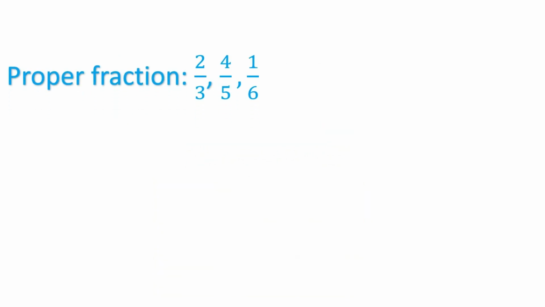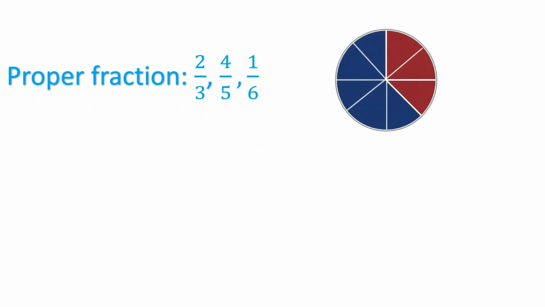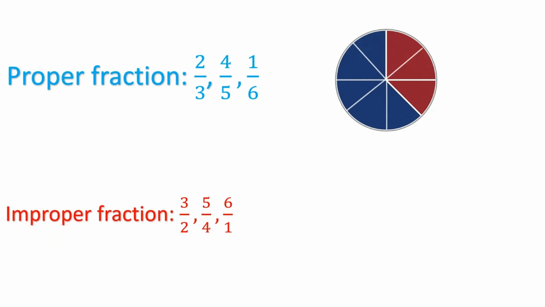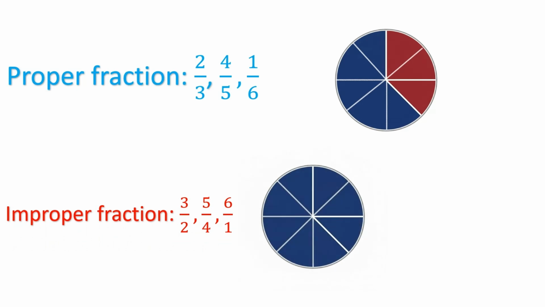Also, we classify fractions as proper fractions and improper fractions. When the numerator is smaller than the denominator, which means it's less than 1, we call it a proper fraction. When the numerator is greater than the denominator, which means it's greater than 1, we call it an improper fraction.